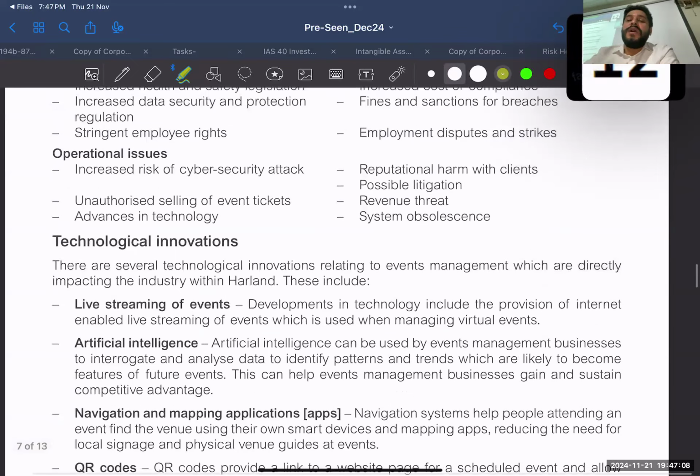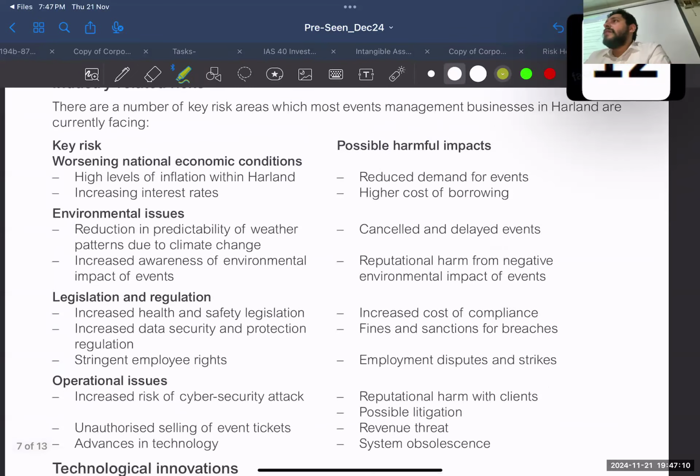Just look at the number of risks. 1, 2, 3, 4. 4 risks, 4 impacts, and 4 mitigating factors. So there may be a question in part A that may relate to 8 marks. Using the heading in the risk given in the pre-seen analysis, identify what are the factors that will help us in mitigating those risks. So, worsening national economic condition, high level of inflation within Harland.